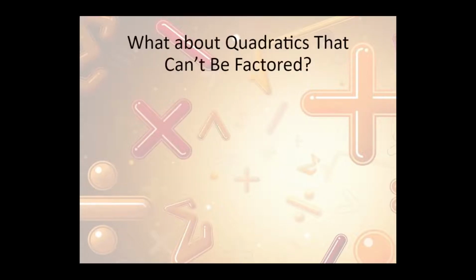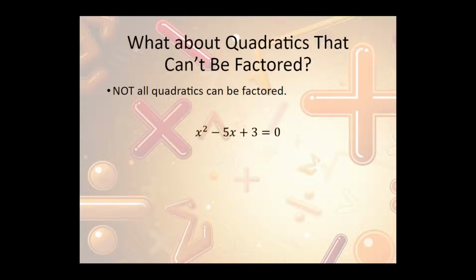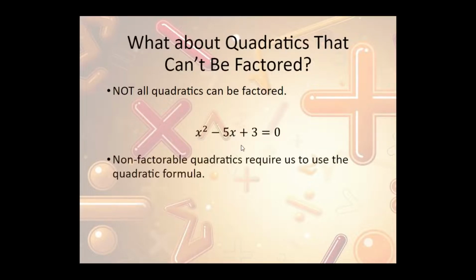Now what about quadratics that can't be factored? Not everything comes out evenly. Not all quadratics can be factored. For instance, this one, x squared minus 5x plus 3 equals 0. This is a non-factorable quadratic. So when we get these non-factorable quadratics, we have to use what's called the quadratic formula.